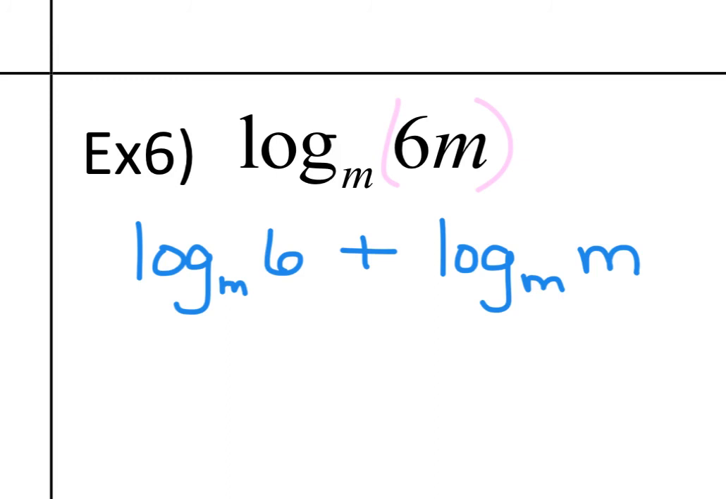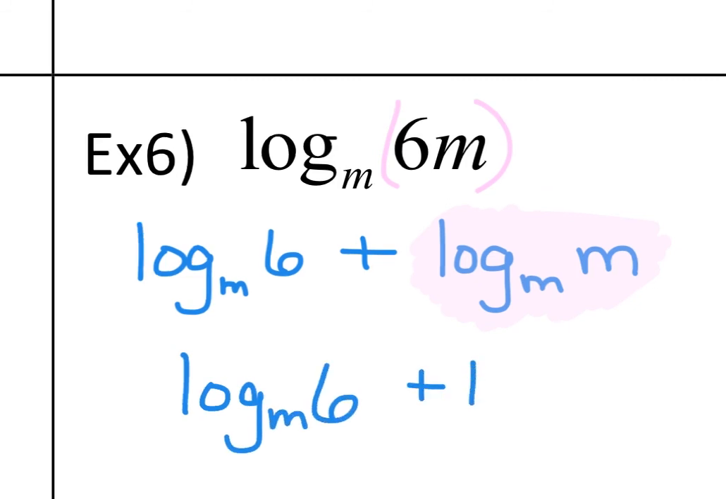And again, I'll say, there's a piece of this problem that can be simplified farther. Is there anything that stands out to you that can be simplified farther? Yes. Log base m of m. When the base of the logarithm is exactly the same as the argument, then that whole thing is equal to 1. And so the answer to your whole problem is log base m of 6 plus 1.